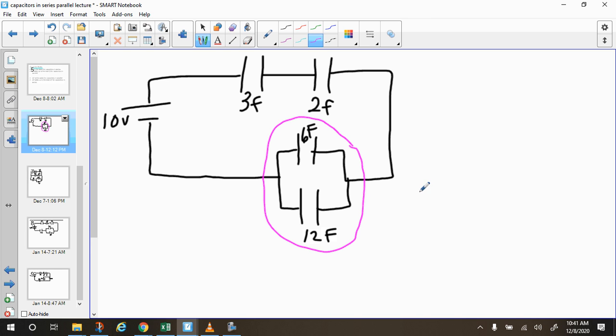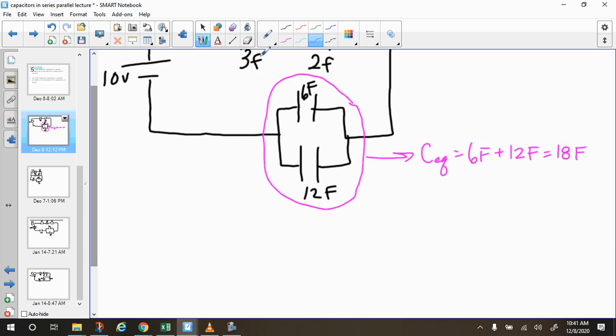So I can see that this is in parallel. And so I'm going to know that I'm going to use my equation for C_eq, which is just going to be 6 farads plus 12 farads because they're in parallel, so you just add them. So we get 18 farads for that part. Now my circuit is going to look different. Now it's going to have a 10-volt battery here. It's going to have my 3 farad capacitor, 2 farad capacitor, and then an 18 farad capacitor.